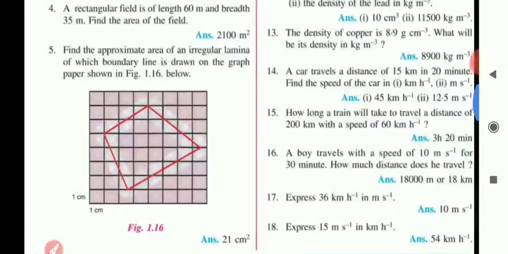See, a car travels a distance of 15 km in 20 minutes. Find the speed of car in km per hour and meter per second. Distance is given in kilometer, time is given in minutes. So first we have to convert the time into hours, then we get the speed in kilometer per hour. Okay, so come to the solution of question number 14.